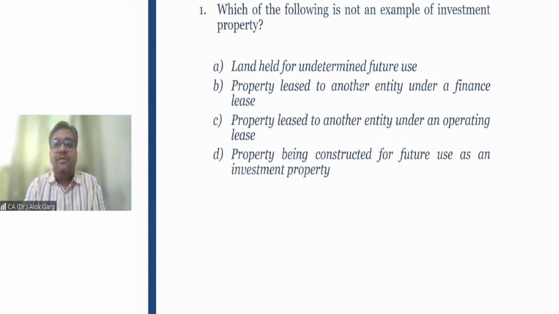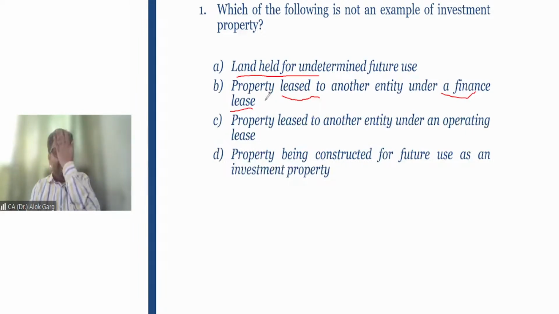Friends, now I have some questions. Quickly, we'll do these questions. Now I would be able to understand whether you are able to understand this standard or not. Which of the following is not an example of investment property? Land held for undetermined future use. This is an example of investment property. Property leased to another entity means property given on rental. Under a finance lease. Is it an investment property?